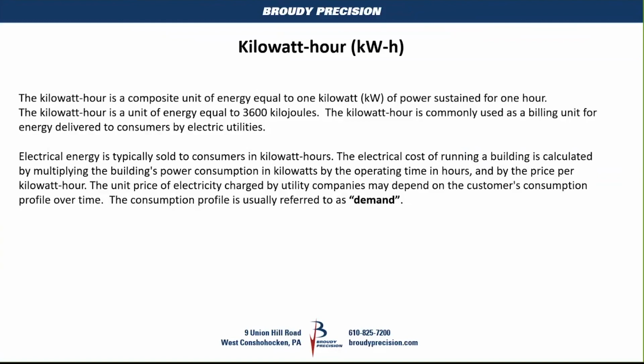It's on all of our electric bills, and the contractors who take control of buildings in the building automation field know this term pretty well. It's a composite of instantaneous power over time. So the electrical cost of running a building is calculated by multiplying the building's power consumption in kilowatts by the time in hours, as I just said, and then all of that is multiplied by the price per kilowatt.